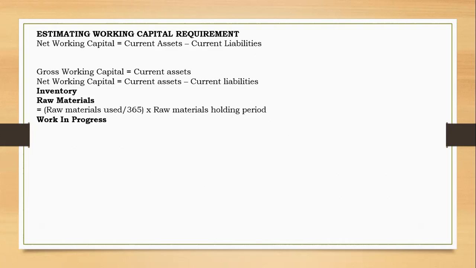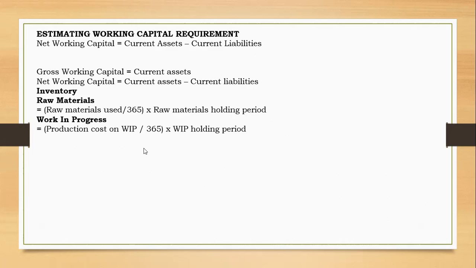And work in progress now. Work in progress is something that is in production but is not yet complete. We also hold it from the time the process of production starts until it is completed. So the production cost in work in progress over 365 days times work in progress holding period, in case these periods are given in days. If they are given in months, it will be over 12 in a year. If they're given in weeks, this will be over 52. So you just have to cope with what we're provided with.